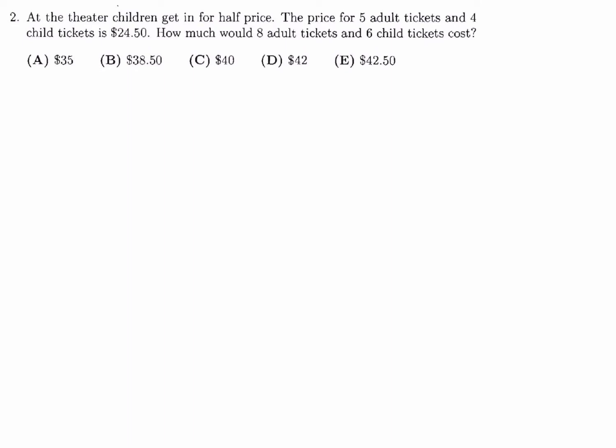At the theater, children get in for half price. The price for 5 adult tickets and 4 child tickets is $24.50. How much would 8 adult tickets and 6 child tickets cost?